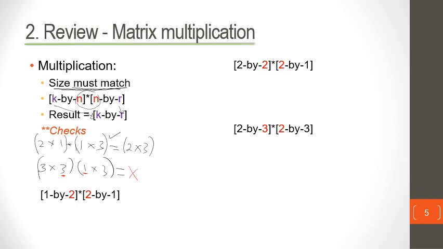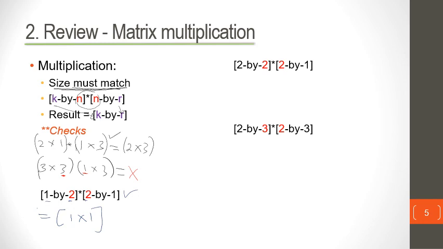So here, if you want to multiply a 1 by 2 times a 2 by 1, you can multiply. You can have a 1 by 2, 2 by 1. This can be multiplied because the 2's match, and the result is going to be 1 by 1, which means it's just going to be a single digit.